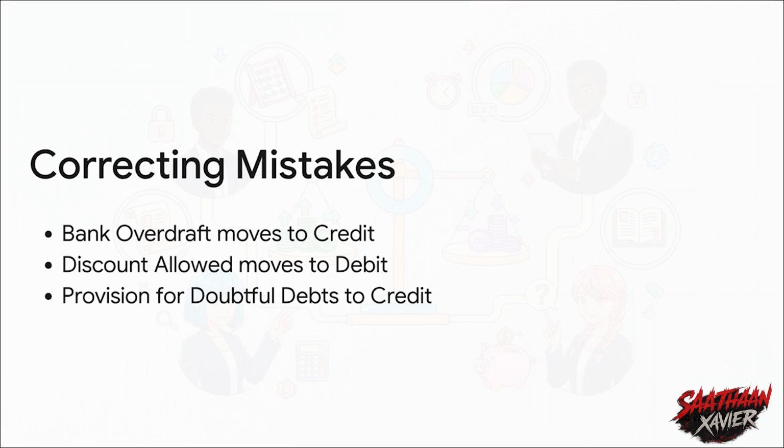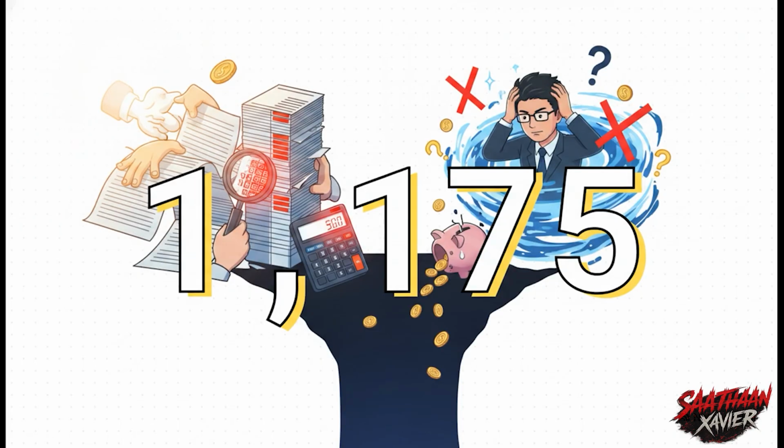They credited discount allowed, but that's an expense to the business, so it actually belongs on the debit side. And a provision for doubtful debts is a liability against potential future losses, so that must shift to the credit side too. But here's where it gets highly practical. Even after we meticulously fix all of the bookkeeper's category mistakes, we sum up the columns and they still don't match. We are dramatically short by exactly 1,175 on the debit side. So what do we do?